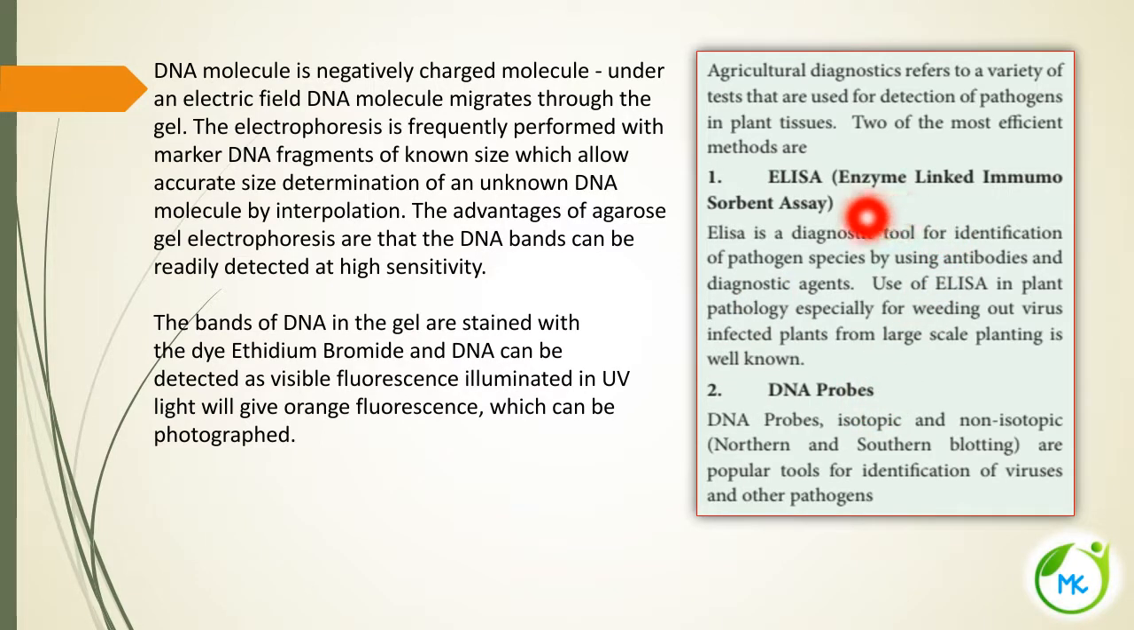ELISA is nothing but enzyme linked immunosorbent assay. We can detect the pathogen species by using antibodies and diagnostic agents, and the use of ELISA in plant pathology, especially for weeding out virus infected plants from large scale planting, is well known. If we detect the pathogen at an earlier stage, we can avoid the large scale planting of infected plants.